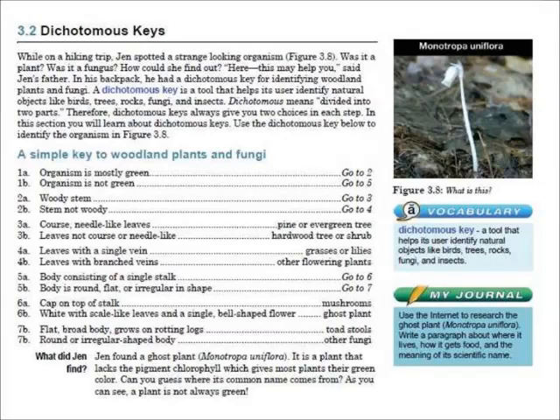In this section, you will learn about dichotomous keys. Use the dichotomous key below to identify the organism in Figure 3.8. According to the key, it is a ghost plant. Jen found a ghost plant, Monotropa uniflora. It is a plant that lacks the pigment chlorophyll, which gives most plants their green color. Can you guess where its common name comes from? As you can see, a plant is not always green.